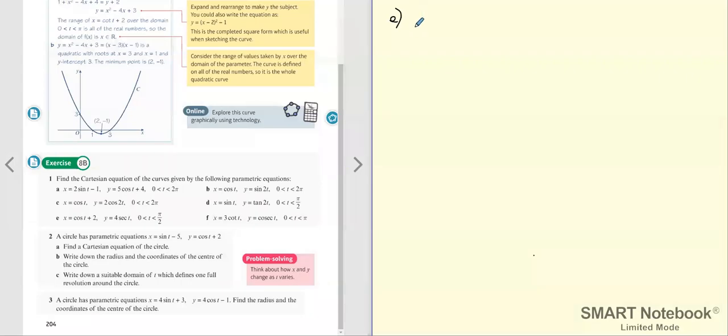What do we have? So we've got x equals cos t plus 2. No, not cot t, cos t. Cos t plus 2 and y equals 4 over 4 sec t.